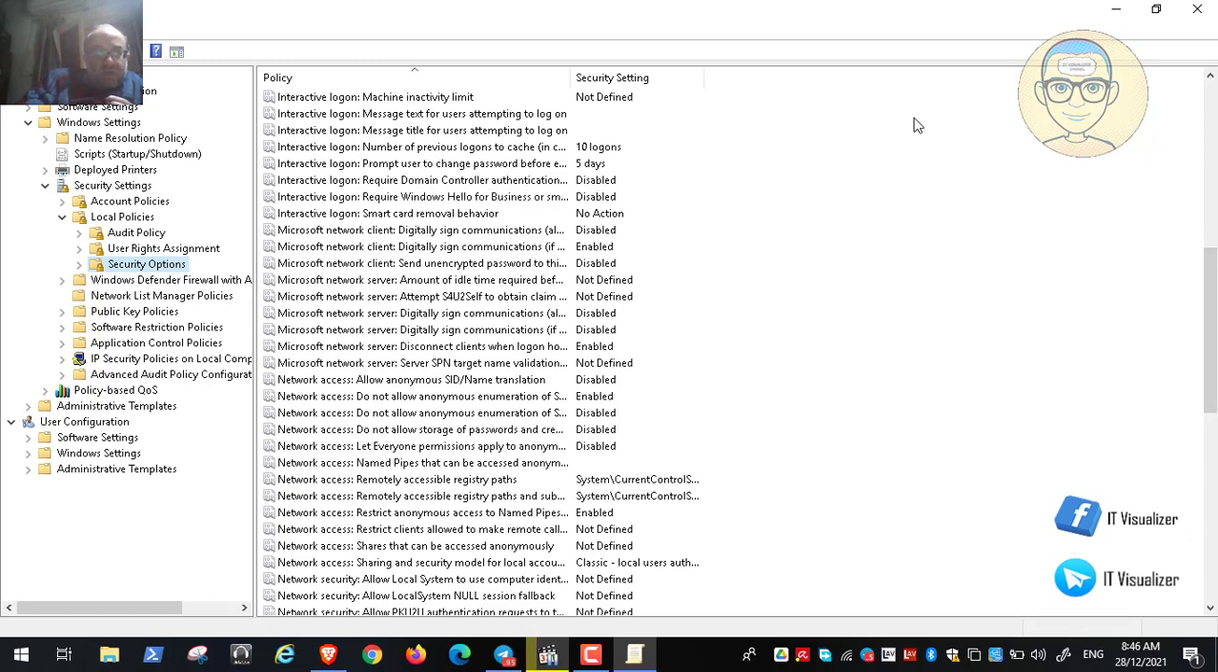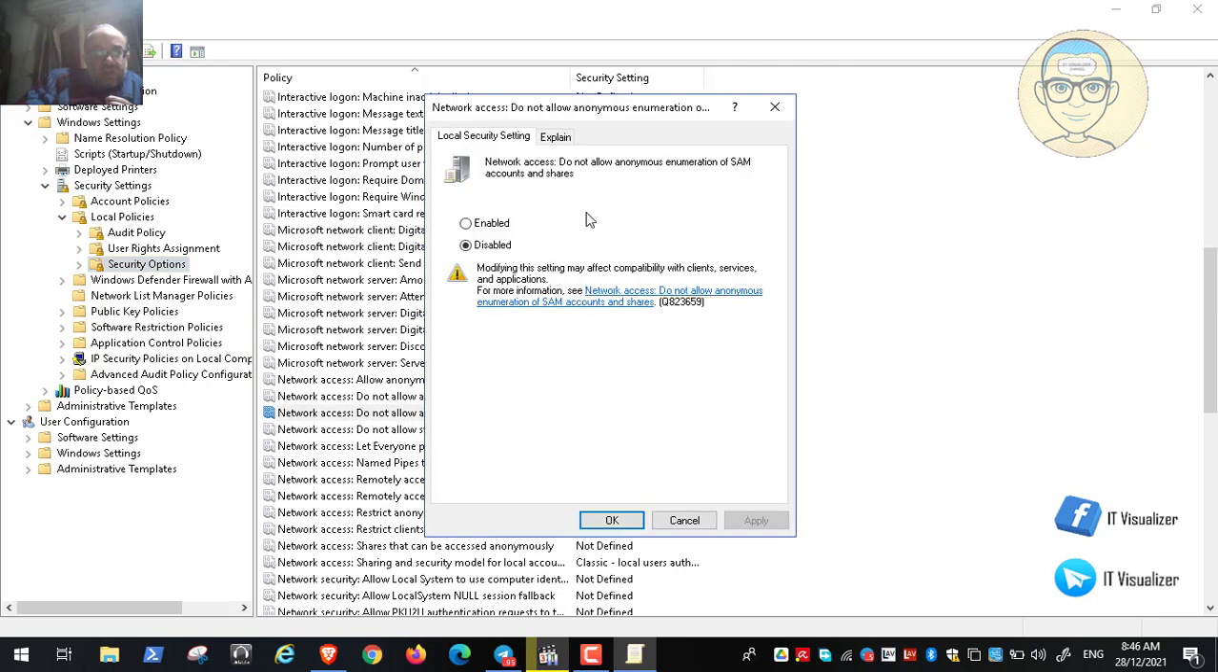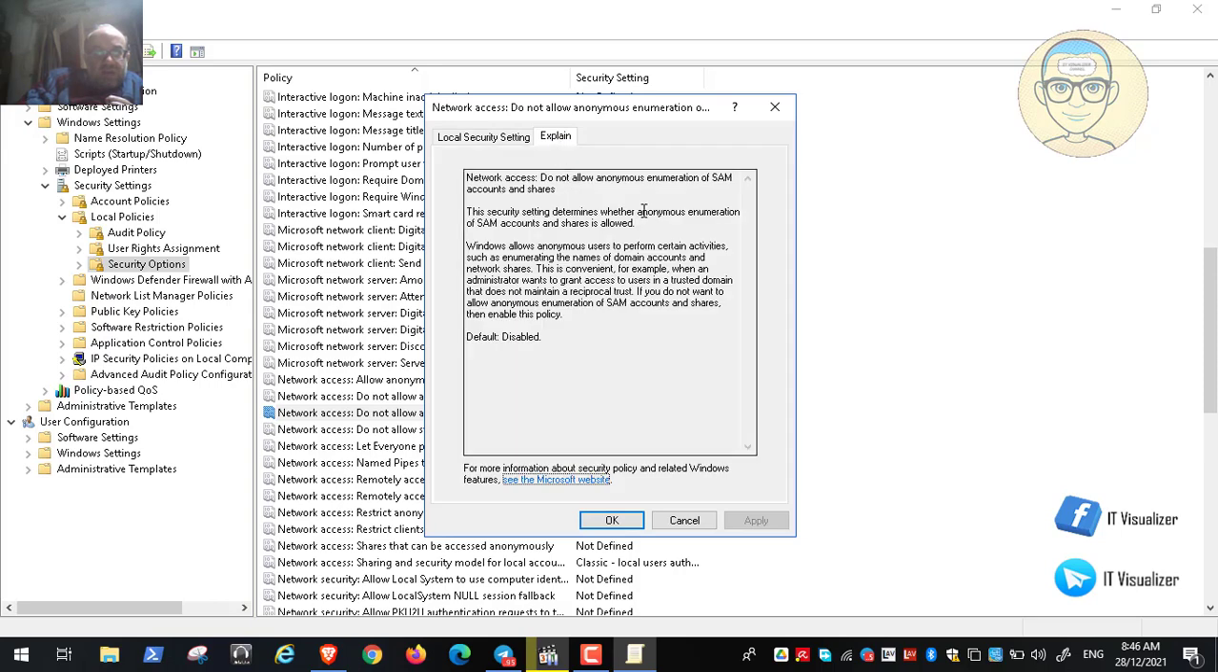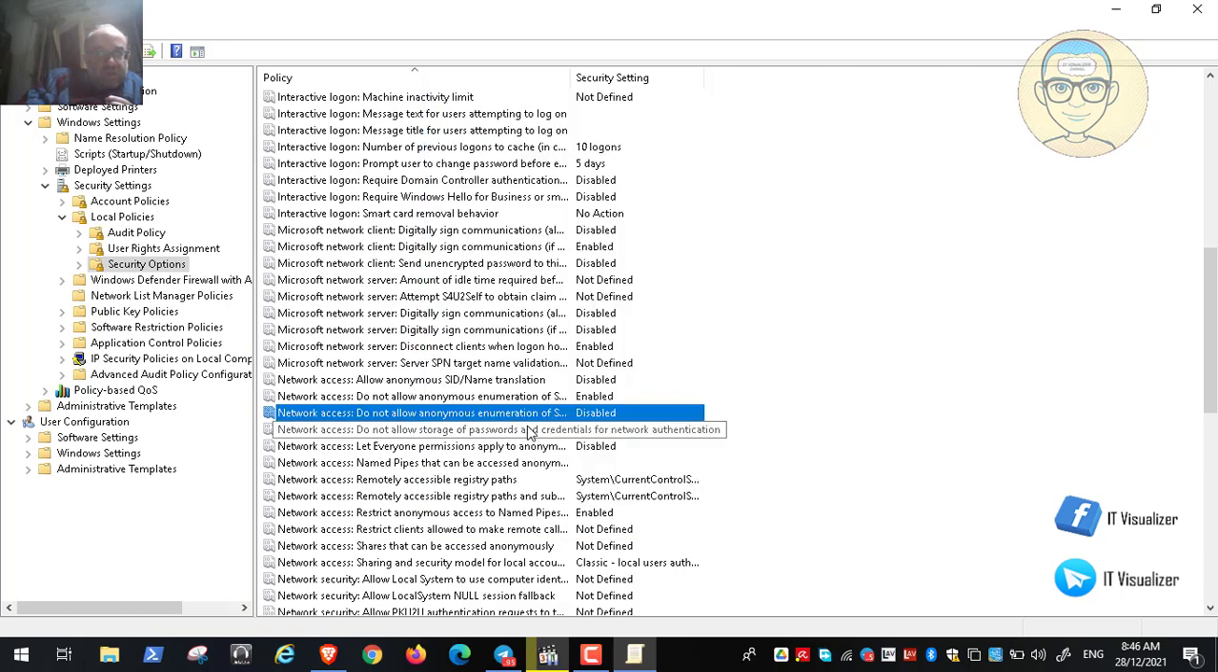let's see the network access. Here we can see enumeration of shares. Do not allow anonymous enumeration of shares. I think it is disabled. Do not allow anonymous enumeration of SAM accounts, explanation: allow users to perform certain activities such as enumerating the names of the accounts. This is convenient. Okay, anyway, it is not saying anything else here. It is disabled. Okay, so this is dangerous. This is my local machine, so this is disabled by default. This should be enabled, not disabled.